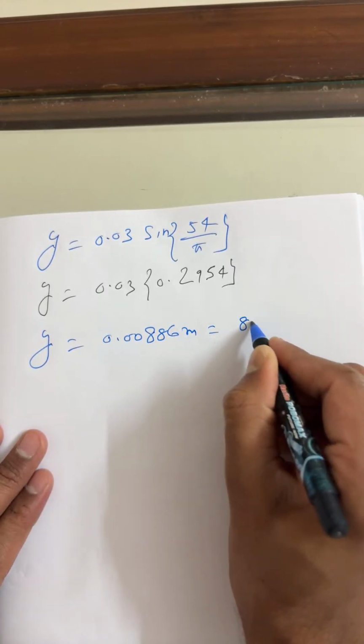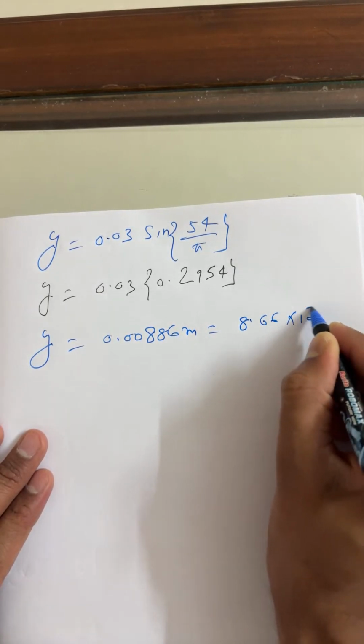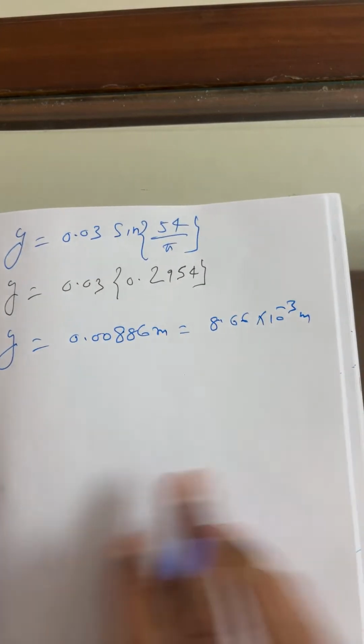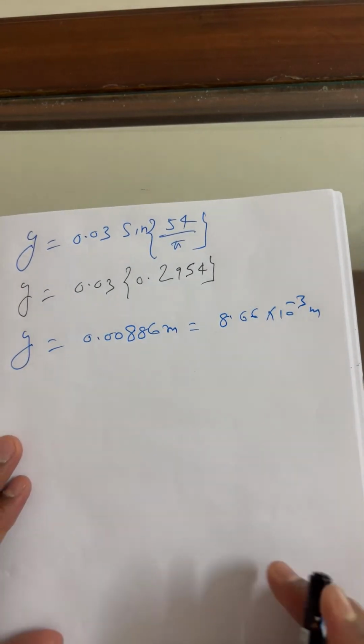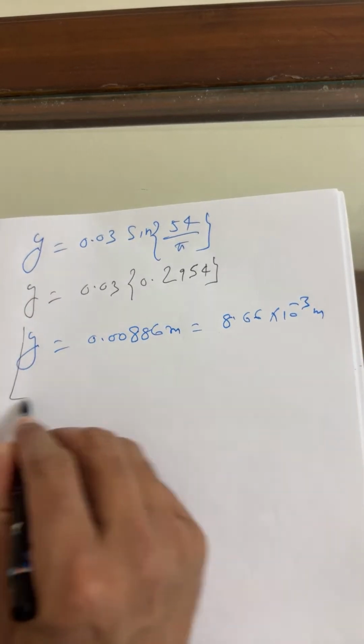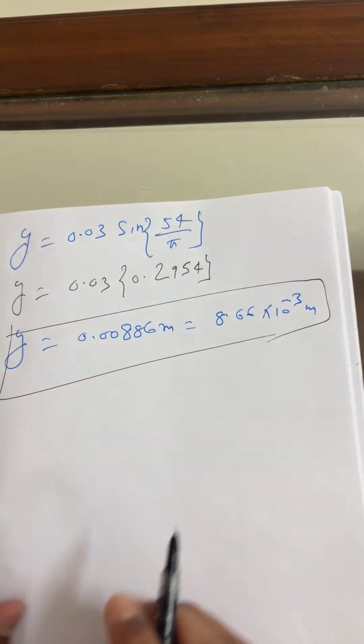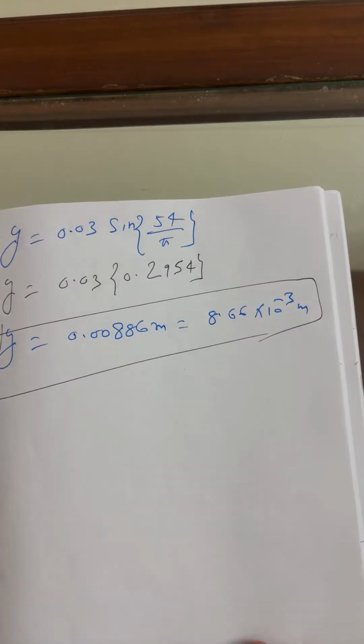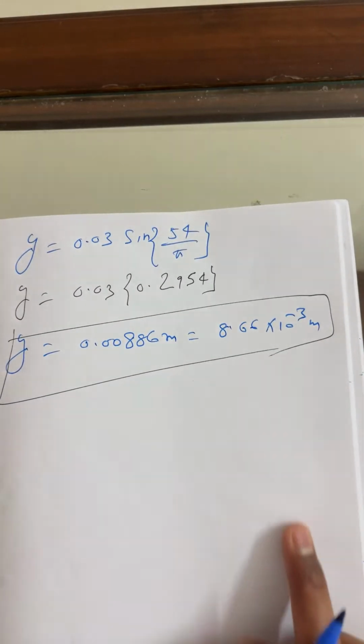Or you can say 8.66 into 10 to the power minus 3 meter. Yes, okay. So now beta, this is a displacement here. I can see displacement here for X is equal to 0.1 meter.